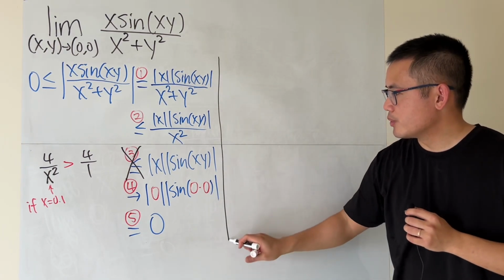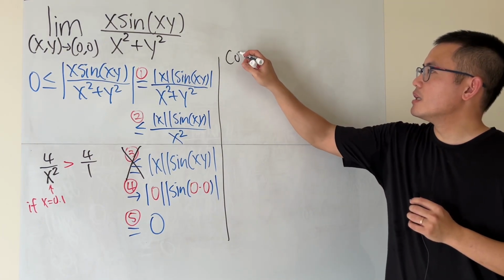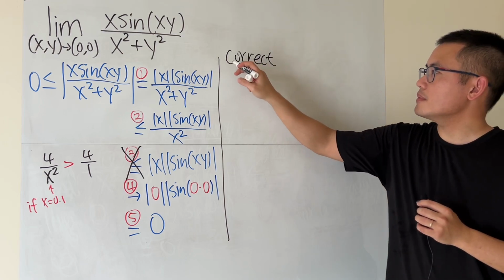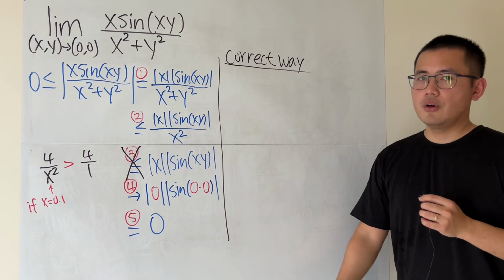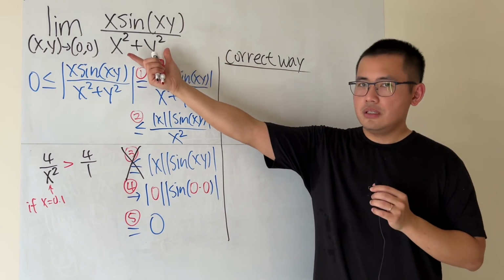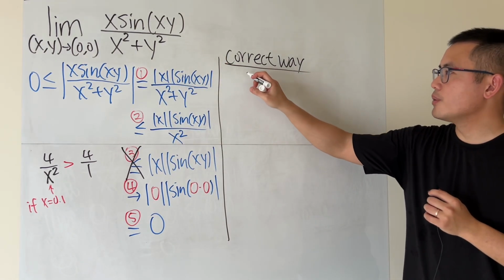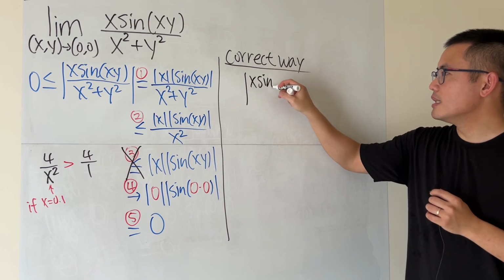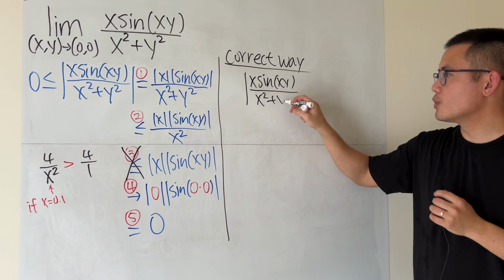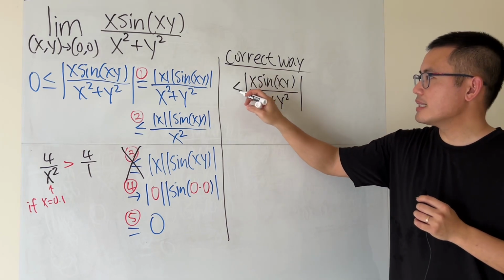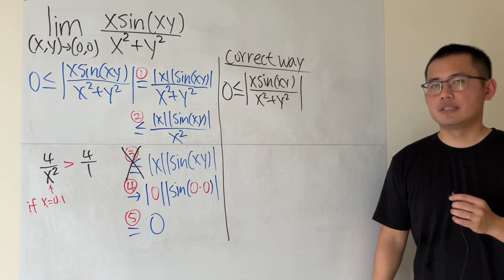Now this is the correct way to do it. Right? This is the correct way. So still, I'm going to put this in an absolute value first. So the absolute value of x times sine of xy over x squared plus y squared. And that said, we can say that is always non-negative.